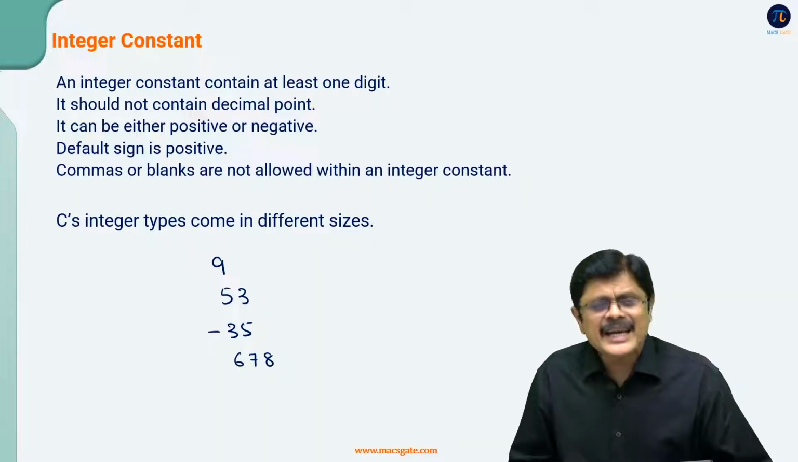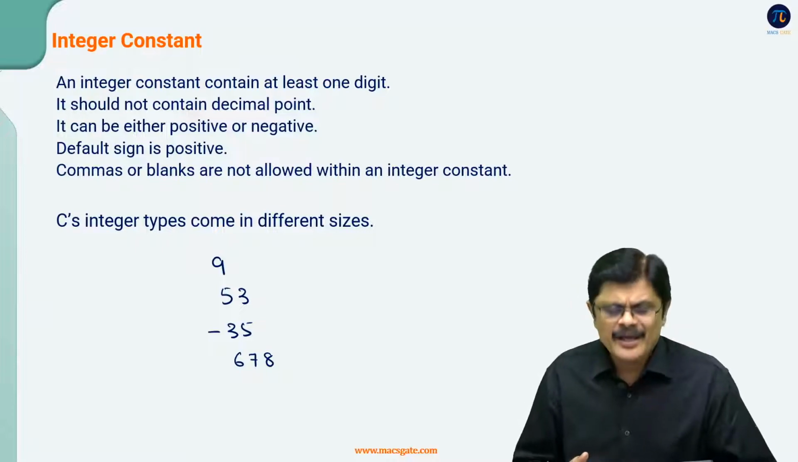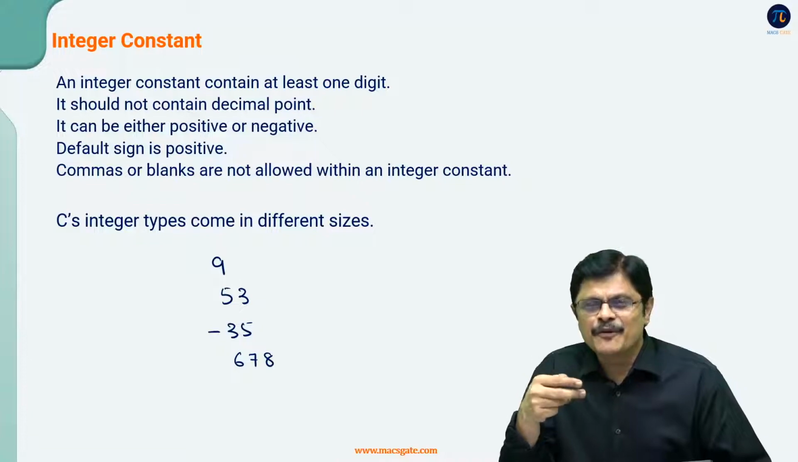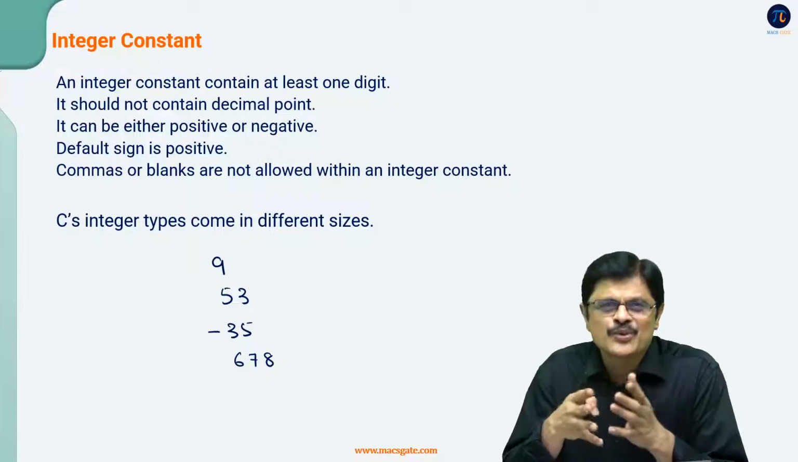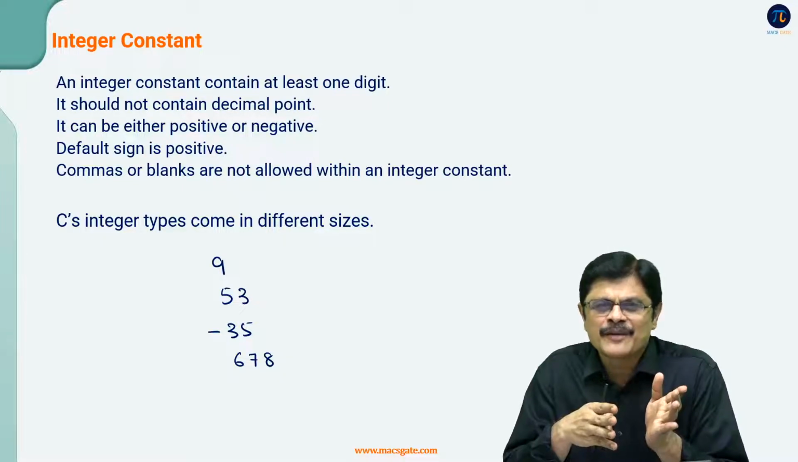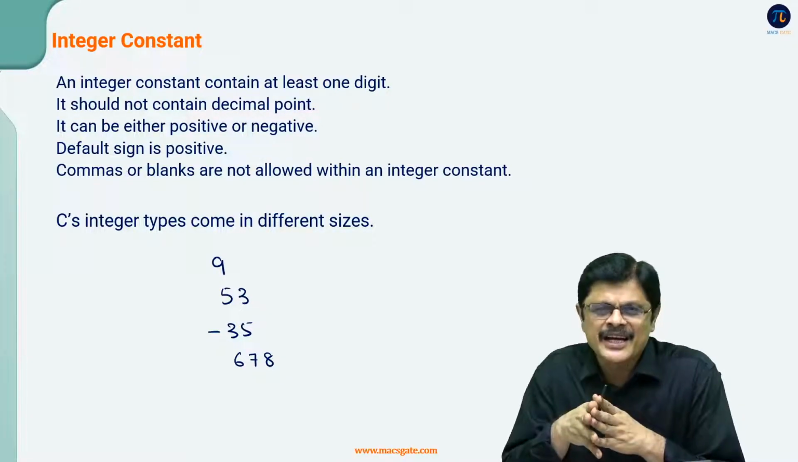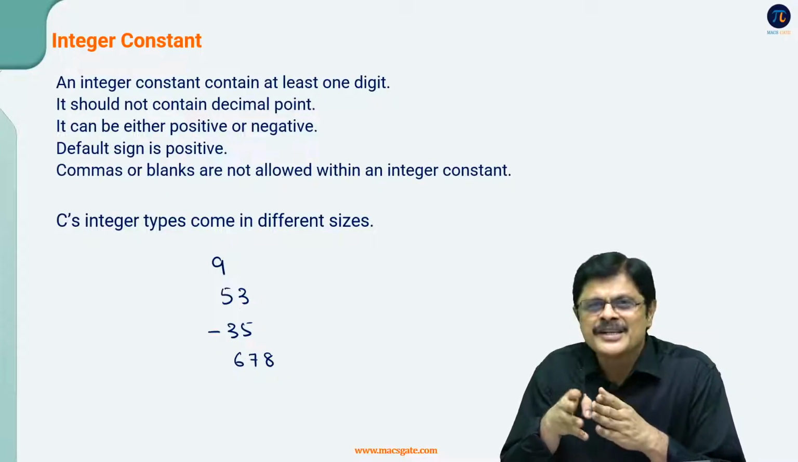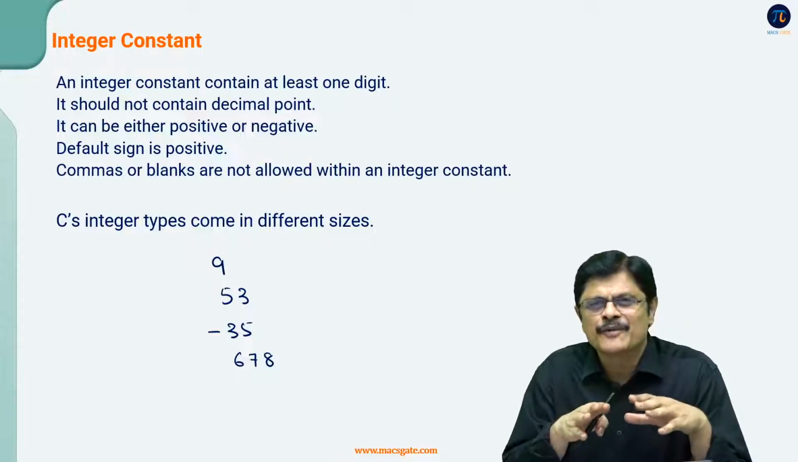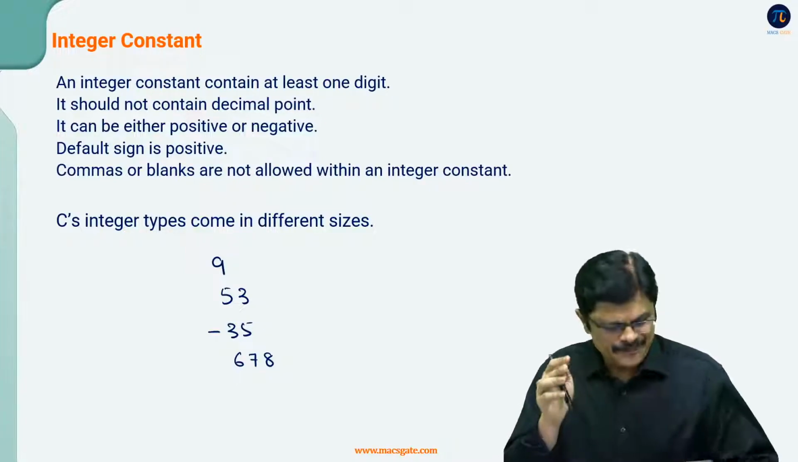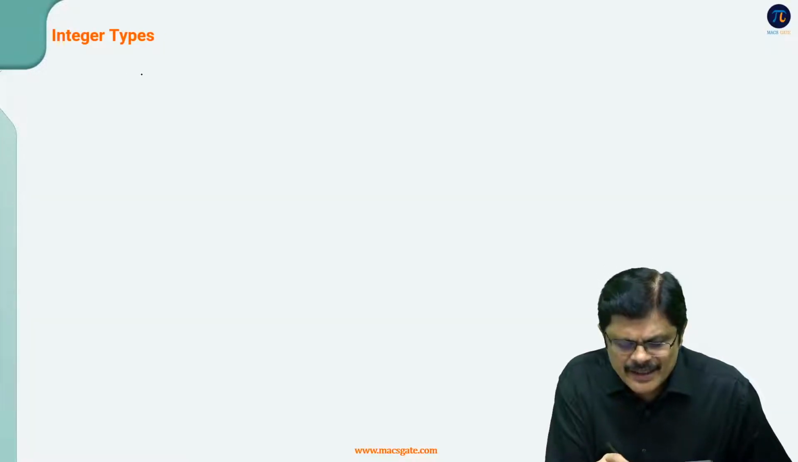And C integer types come in different sizes. Of course, they are short, int, and long. If you take the latest versions of C language, we generally restrict ourselves to the C89 or C90 standard, but the latest versions also have additional long types. We restrict ourselves to the short, int and long types only. So, we can take short.